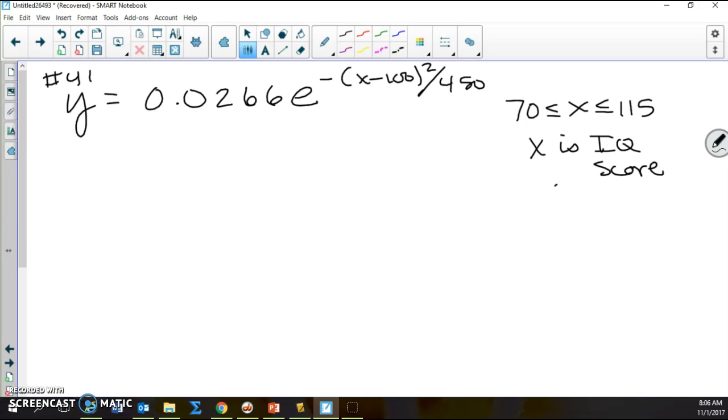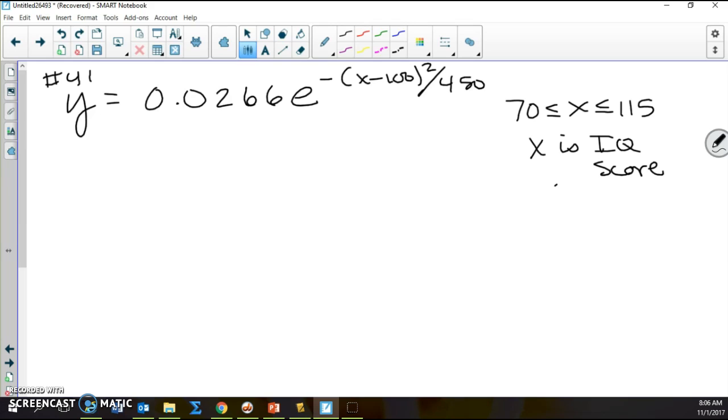But what didn't make sense to me at first, and the reason I saw a flat line when I graphed this over and over again, is because the Y-axis, the window, is from negative 0.001 to 0.004. So keep that in mind as we go through problem 41 and you're graphing this.